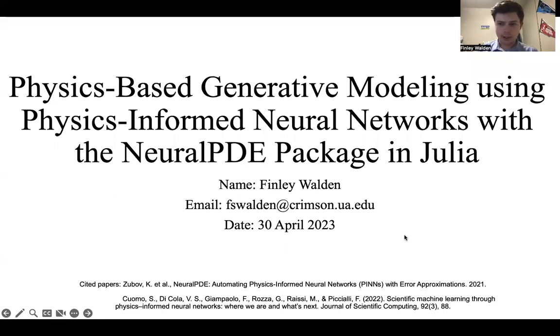So this is physics-based generative modeling using the physics-informed neural networks in Julia, as I said, and it's using this neural PDE package, a package developed and referenced by paper 74 on the syllabus and presented in another paper that I'll briefly talk about as cited on the bottom. I performed three experiments using the neural PDE package.